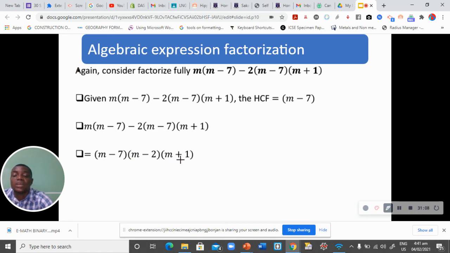The remaining are m minus 2 and m plus 1. Then we are done with factorization. So you look for the common one, the one which is on both sides. m minus 7 is here, m minus 7 is here. So we take m minus 7. Then this m will be grouped with the minus 2, and m plus 1 will just come there.